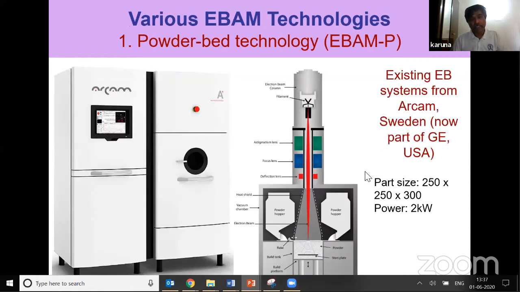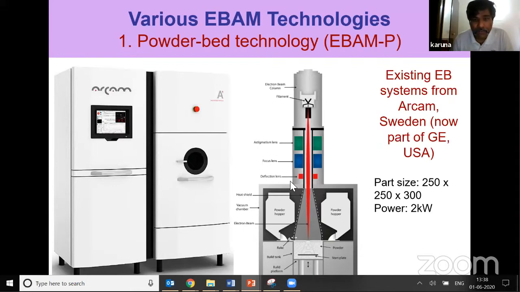Here you see the photograph of a machine from a company called GE Arcam. Arcam is a Swedish company which developed this process about 25 years ago, not a new process. Then about 5-6 years ago, General Electric bought over the company, but they still call it GE Arcam. And a lot of development of Arcam is still taking place in Sweden. The cross section shows the machine.